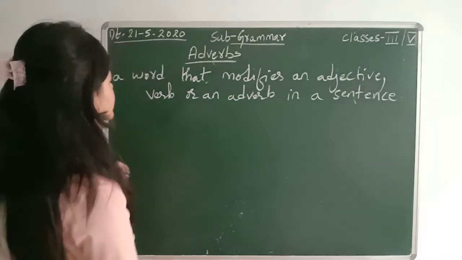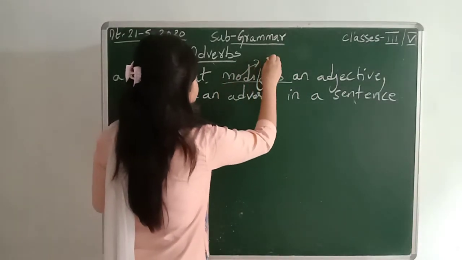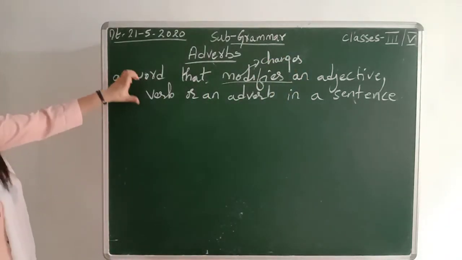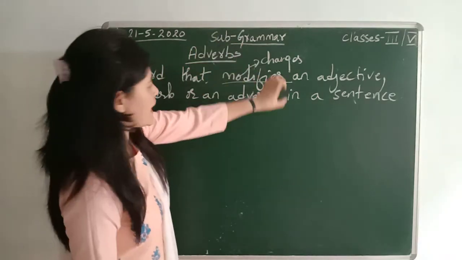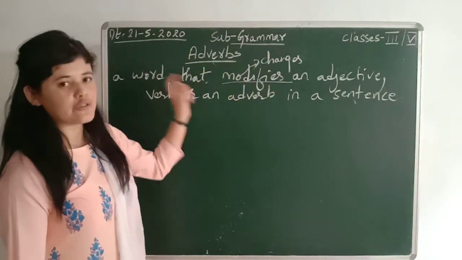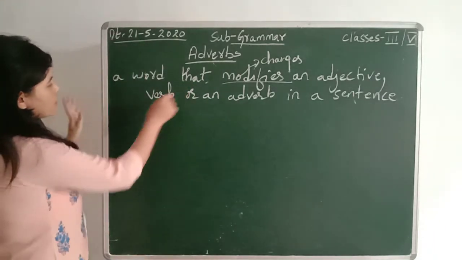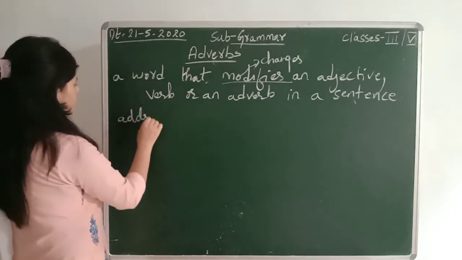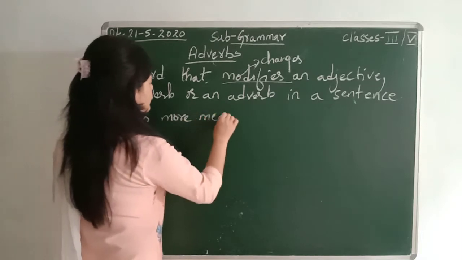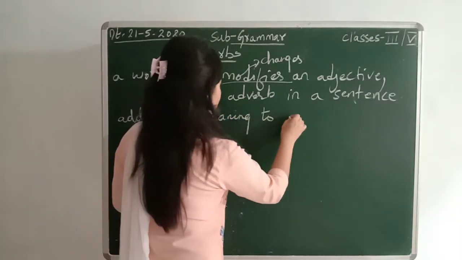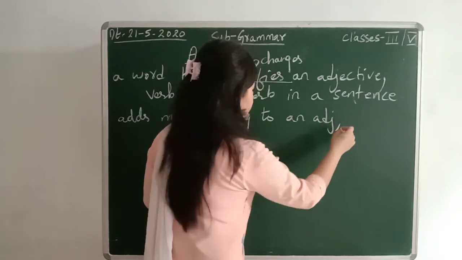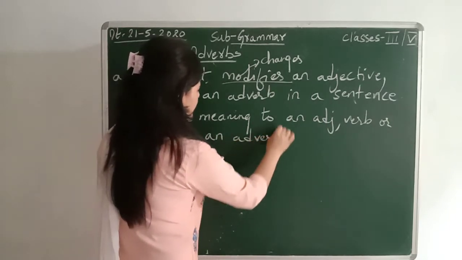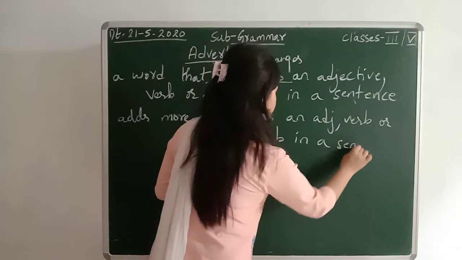If we want to know the meaning of modify, we can write it as changes. So what does an adverb do? An adverb changes the meaning of an adjective, verb or an adverb in a sentence. It not only changes but it adds more meaning to an adjective, verb or an adverb in a sentence.